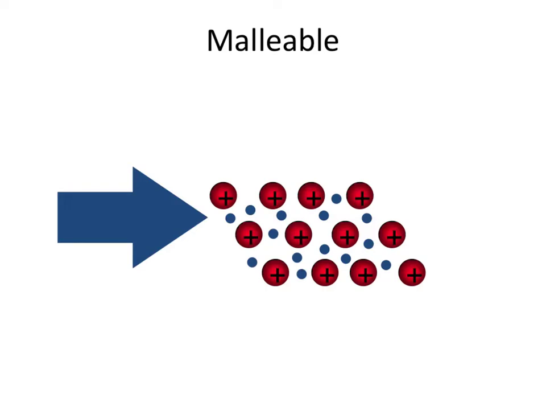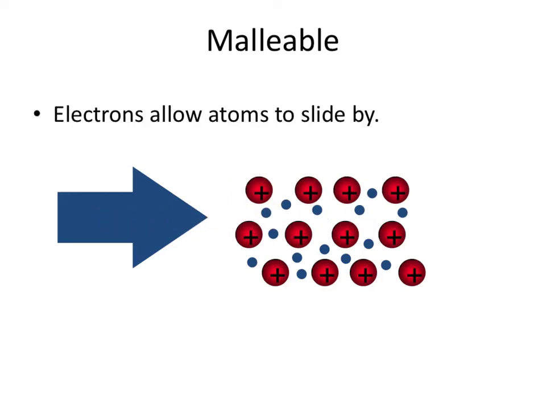And so if I was to hit this to try and bend it, hit it on the side here, it would cause it to slide over. Because the electrons can slide, you never have two positives touching each other, and it just slides and bends. And so this is why you can bend a paper clip without breaking it and that sort of thing.